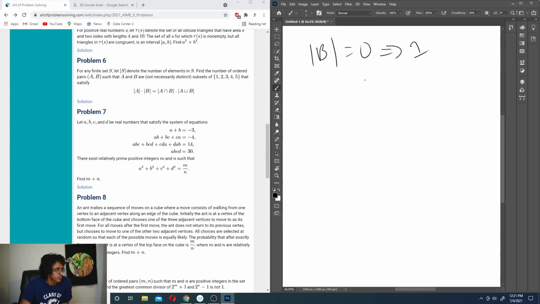Let's see. Then you can do B is equal to 1. That basically means it's like 5 choose 1 ways to choose B, and then there is 2 to the 1 ways, right? Because A could be any subset of B. Well, how to multiply that by 2 though? Oh, it could be both ways.